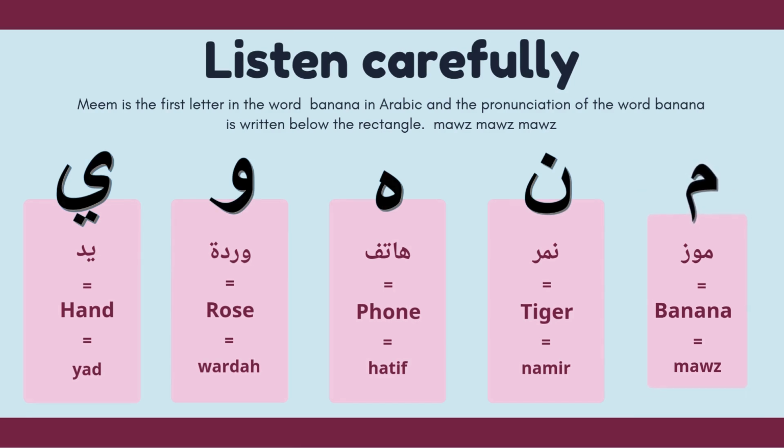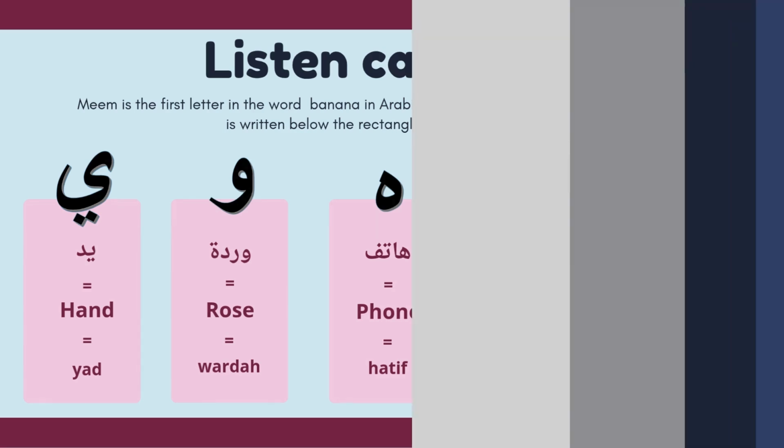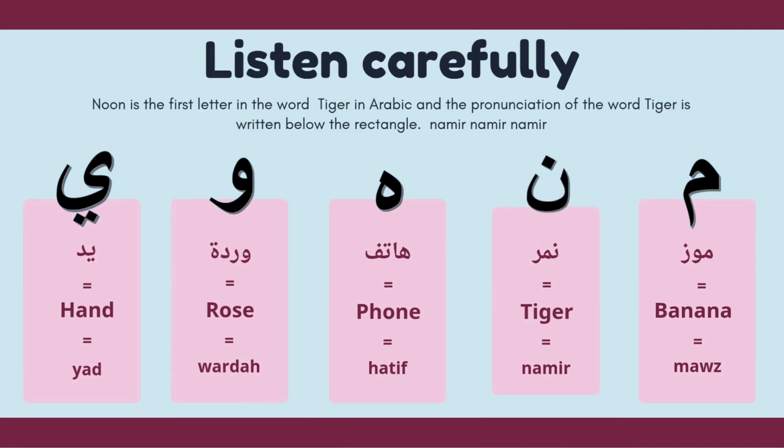Meme is the first letter in the word banana in Arabic, and the pronunciation of the word banana is written below the rectangle. Mose, mose, mose. Noon is the first letter in the word tiger in Arabic, and the pronunciation of the word tiger is written below the rectangle. Namir, namir, namir.